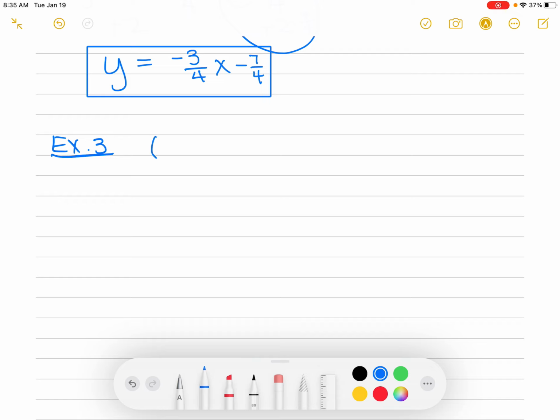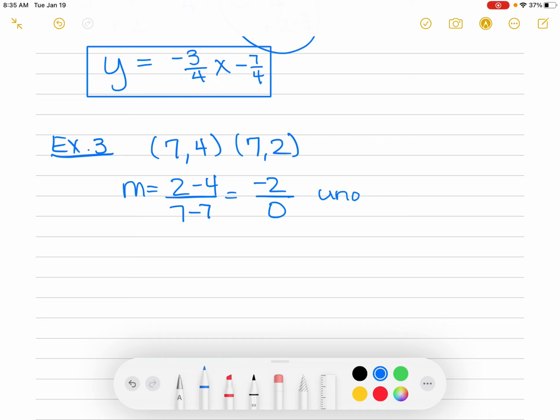Example 3: we have (7, 4) and (7, 2) as our points. Go ahead and hit pause and try this on your own. Okay, let's find the slope. So I have 2 minus 4 over 7 minus 7. So I get negative 2 over 0. This is undefined. Remember, we talked about a 0 being on the bottom as being undefined when we were doing slope. So this means that it is a vertical line, and I cannot walk up that vertical line. Remember, that's how we remembered that it's a vertical line.